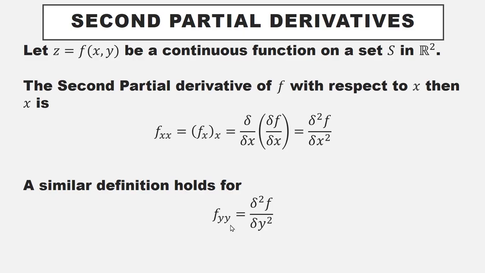A similar definition holds for f sub y y. I take a derivative with respect to y, and then I take another derivative, a second derivative with respect to y. So we get the second derivative of f with respect to y squared. The dy squared means I took a derivative of y both times. And this is analogous to second derivatives in single variable functions.